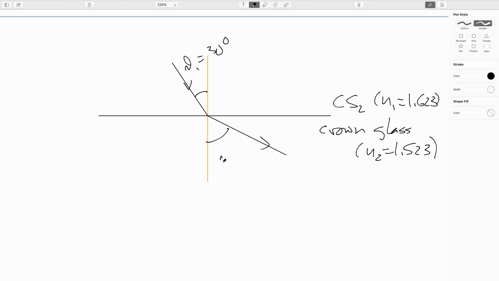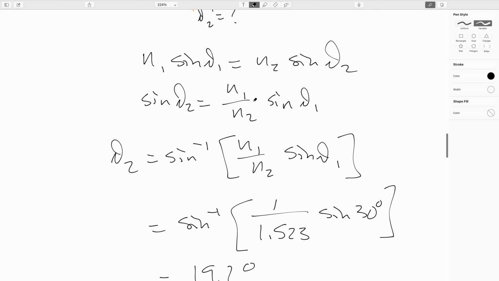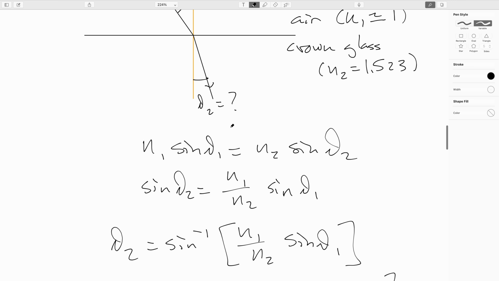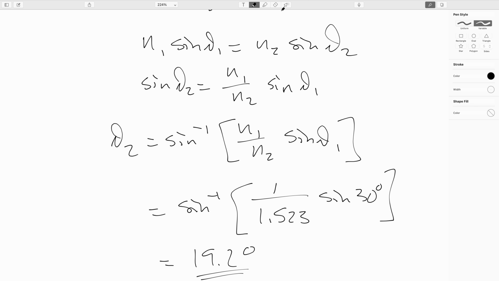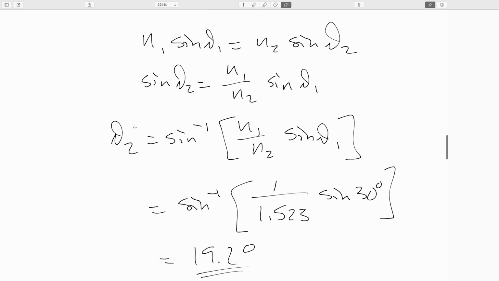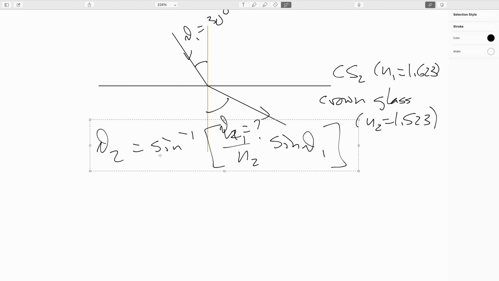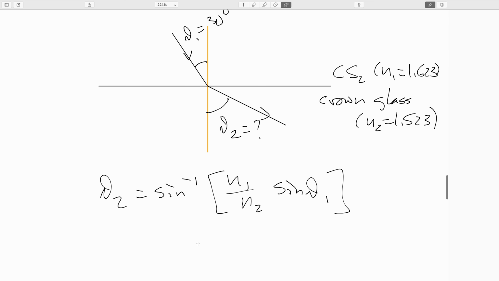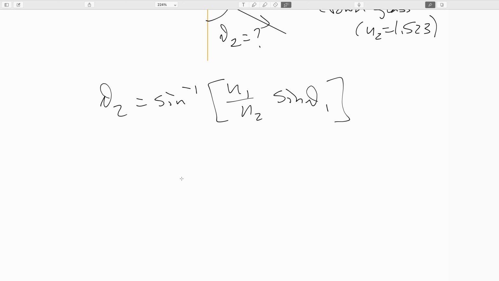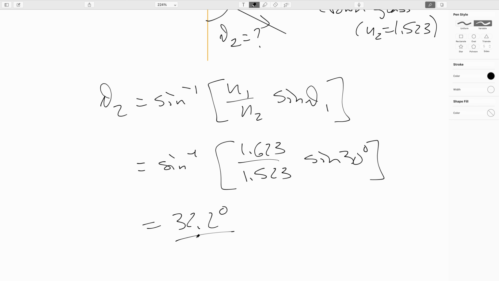So I'd like to know, what angle are we going to make with respect to the normal there? Well, fortunately, because we did this previous problem with letters, we realized that literally nothing changed except the numerical values that we put in. So this means that we can just go ahead and steal the result that we had from before. Copy. And paste. There we go. And substitute in the new numbers. So now we will be wanting to take the arc sine of 1.623 over 1.523 sine 30, which works out to be 32.2 degrees.